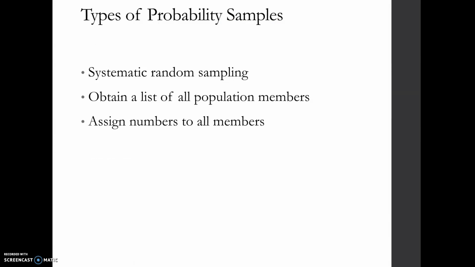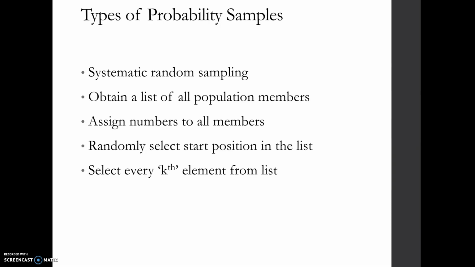The next step is called systematic random sampling. You can still obtain a list of all population members. Then you assign numbers to all the members. Everyone is represented by a unique number. And you randomly select a start position in the list, and select every kth element from the list.